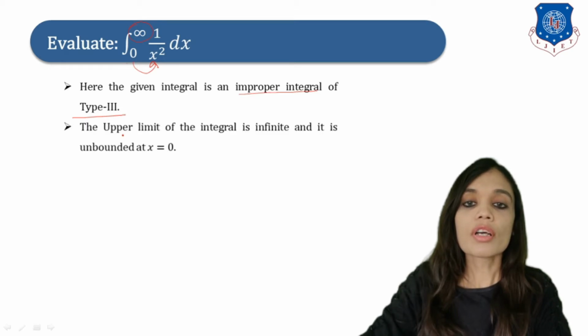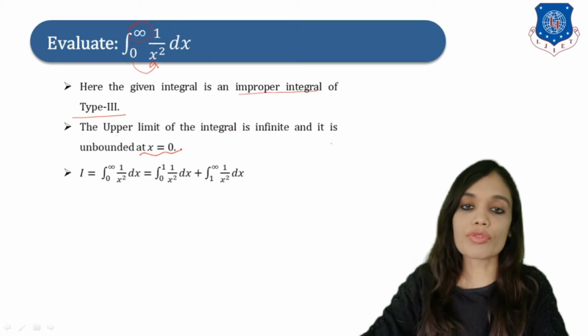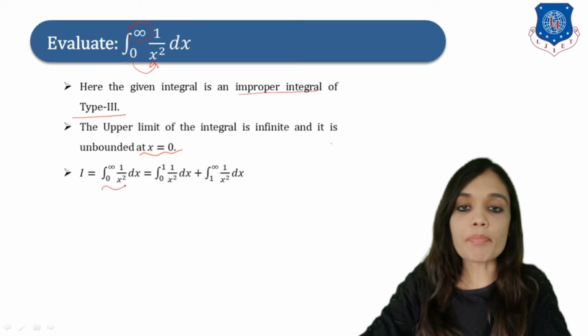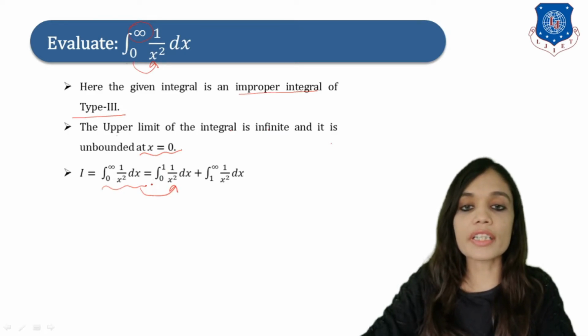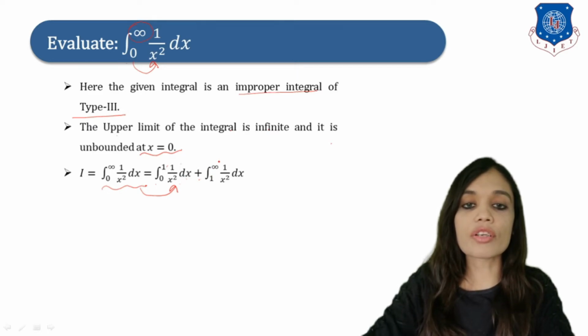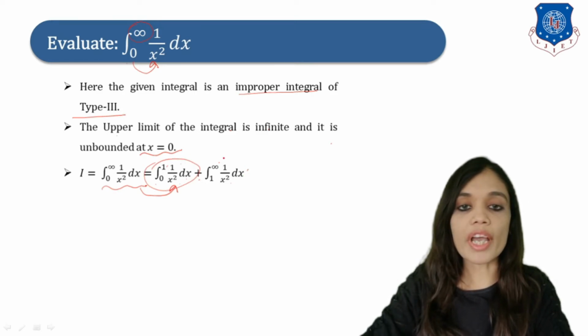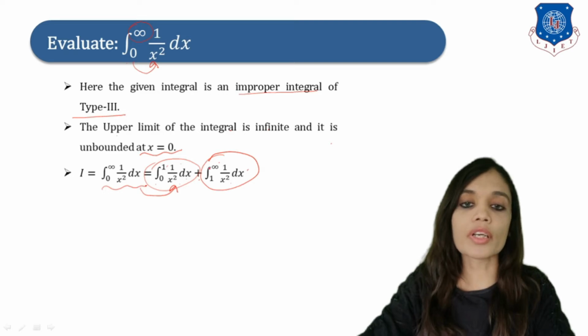Now the upper limit of the integral is infinite, and it is unbounded at x is equal to 0. So we will separate our given integral into two parts, that is we will convert it into integration 0 to 1 of 1 upon x square dx plus integration 1 to infinity of 1 upon x square dx. So this will be of type 2 and this will be of type 1.